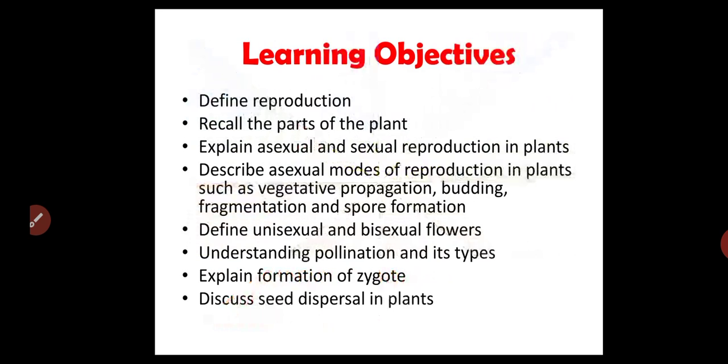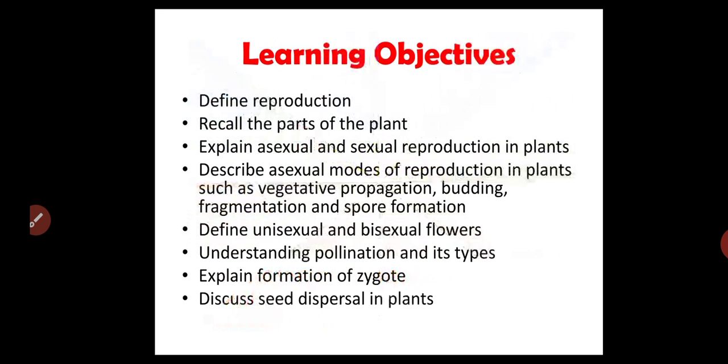In the last chapter, where we learned about living organisms and their characteristics, one of the main characteristics was that living organisms reproduce. So all living organisms, including humans, animals, birds, insects, even plants, reproduce. So the chapter is reproduction in plants, and we'll discuss in detail the modes of reproduction in plants.